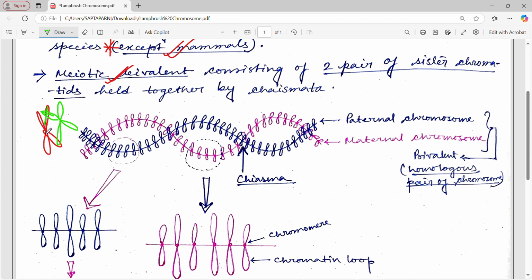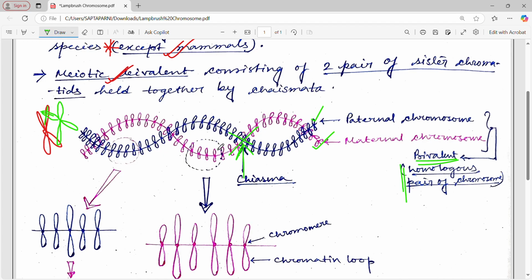So see here, the blue one is the paternal chromosome, whereas the pink one is the maternal chromosome, and these are the homologous pair of chromosomes. So they are meiotic bivalents, and the place where they cross each other or hold each other together is known as chiasmata. And see here, the place looks like an X. Now, though we are seeing that the paternal chromosome is like a single strand and the maternal chromosome is like a single strand, actually they are not.